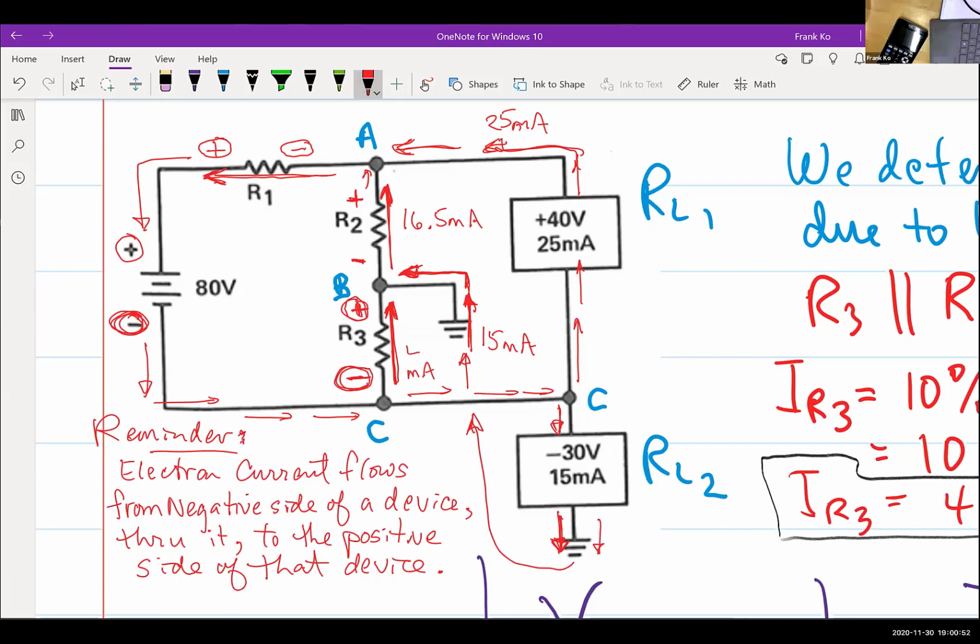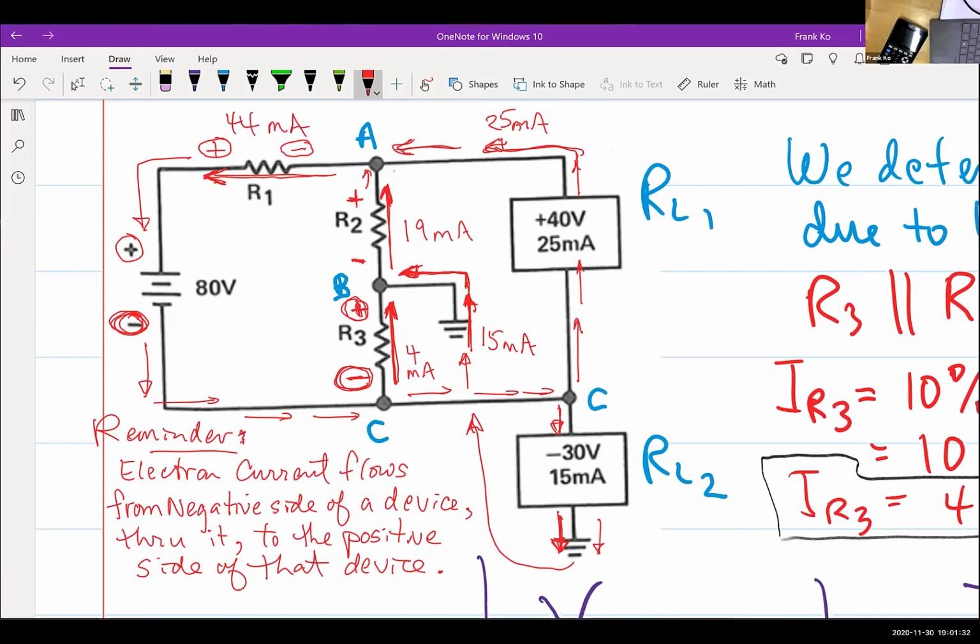4 milliamps. So that will make this right here 19 milliamps, yes? There we go. Thank you. So we have 19 milliamps coming up through R2, and we have 25 milliamps coming in through the first load. So these two must combine to give you the current going through R1. What do they combine to become through R1? Is that 44 milliamps? Okay. 44 milliamps.